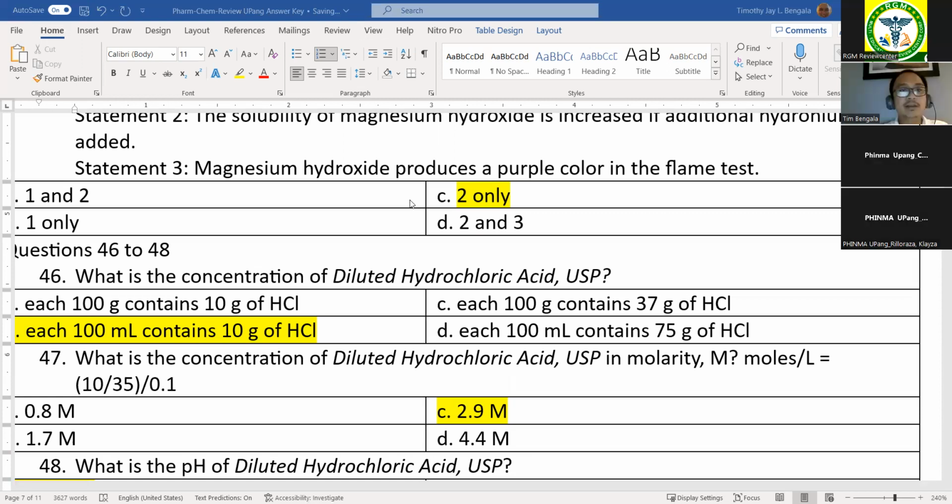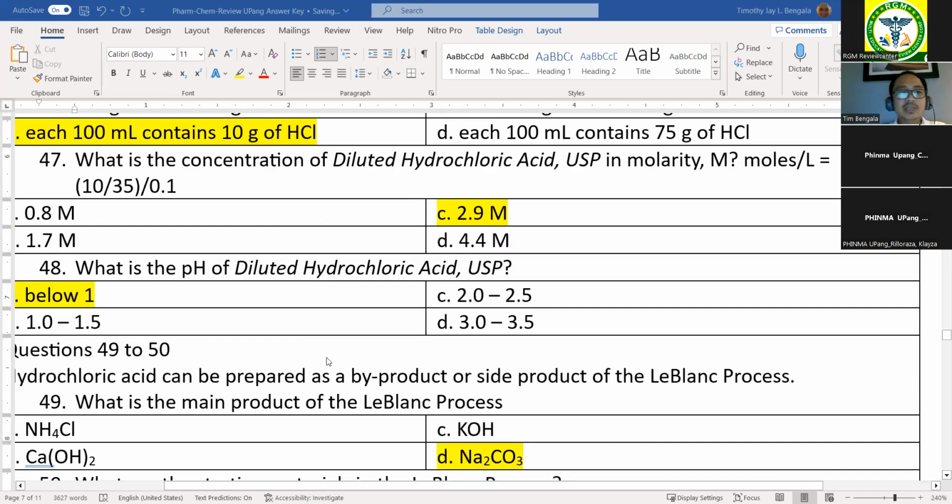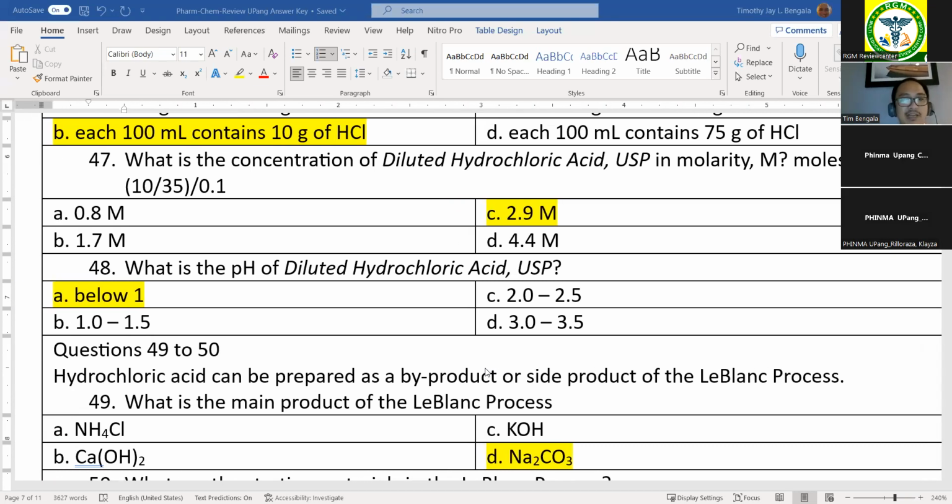Okay, tapos for number 48, so what would be the pH? So if na-compute mo na ng 2.9, get the pH, so get the negative log of that, makukuha nyo ay ang value na less than 1. Okay? So hopefully, napindot nyo ng tama sa calculator nyo yan.